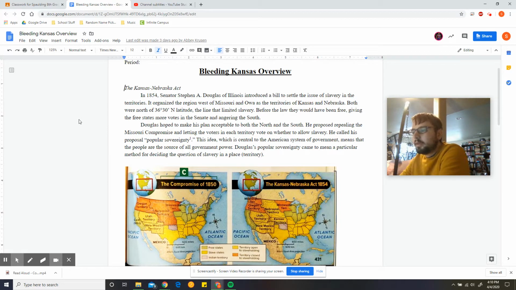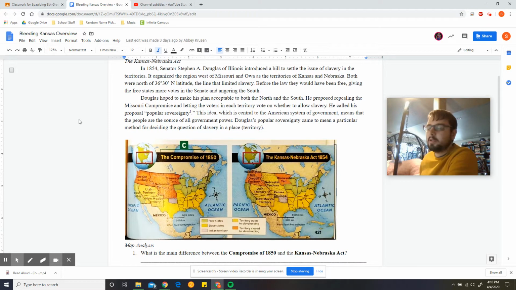Both were north of the 36-degree 30-minute north latitude, the line that limited slavery, if you remember back to that line from the Missouri Compromise. Before the law, they would have been free, giving the free states more votes in the Senate and angering the South. Same issue that we keep having.